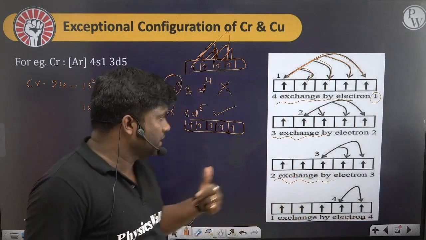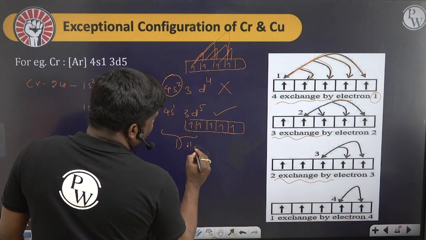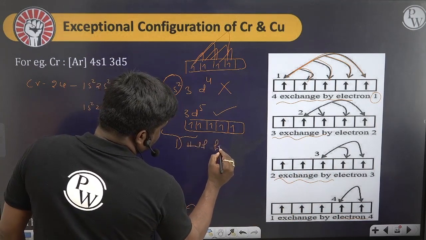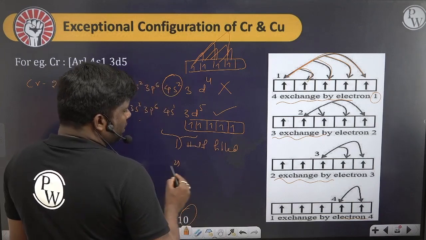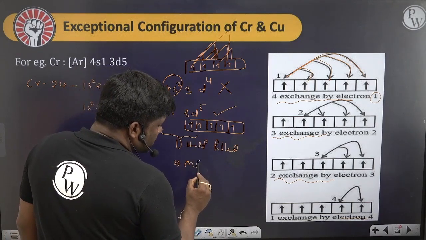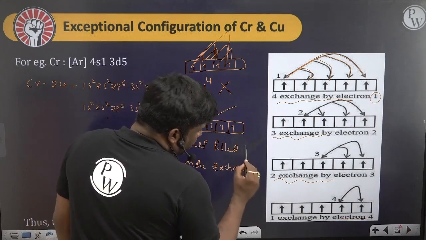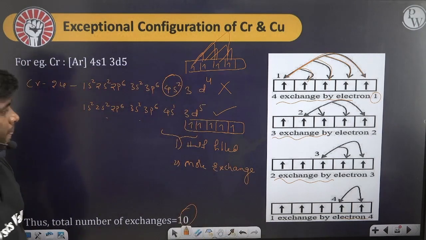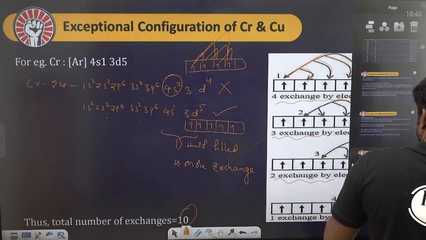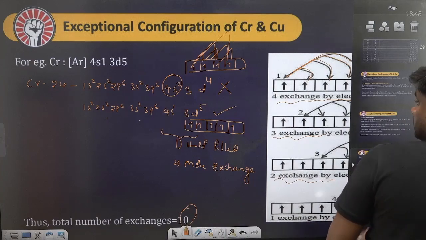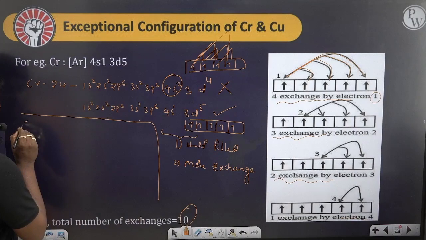So this configuration is explained by two reasons: half filled configuration is a more stable configuration, and more exchange energy. Okay. Chromium. Similarly, copper is also there. Copper, zinc. Copper also we can write like that.